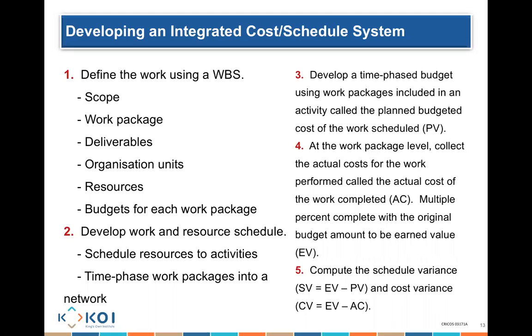I have to develop a time-phased budget using the work packages included in an activity, called the planned budgeted cost of the work package. What am I planned to have completed at any particular point in time? At the work package level, I need to collect the actual cost of the work performed. What is my actual cost? Multiply percent complete by the original budget to get earned value. So we also need to think about what I have actually earned.